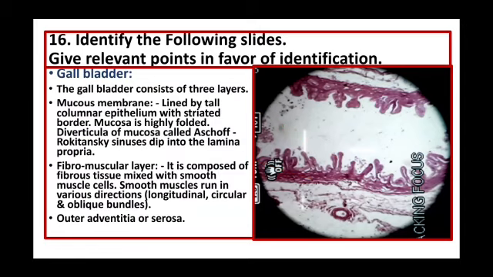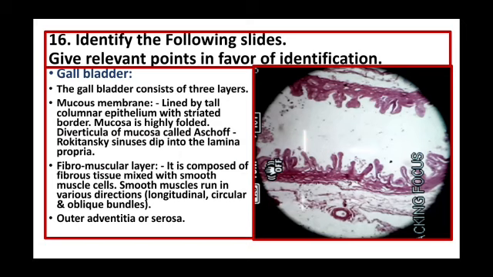The given slide is that of gallbladder. So this consists of three layers. The mucous membrane lined by tall columnar epithelium with a striated border. The mucosa is highly folded. The diverticula of mucosa, called the Rokitansky sinuses, dip into the lamina propria.